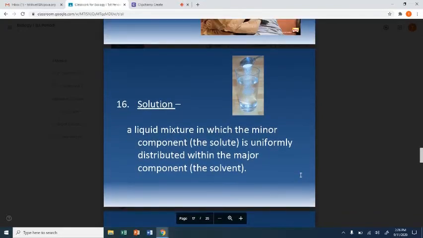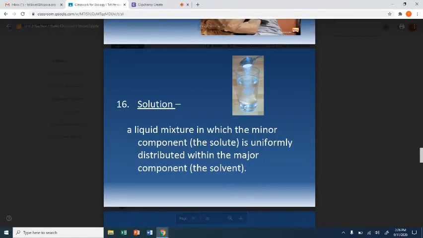A solution is a mixture in which the minor component, or the solute, is uniformly distributed within the major component, the solvent. In this example here, we're going to pretend that this is sugar being dropped into water. Okay? So here we have a glass of water. The water itself is the solvent. The sugar that's being dropped into the water, that's the solute.